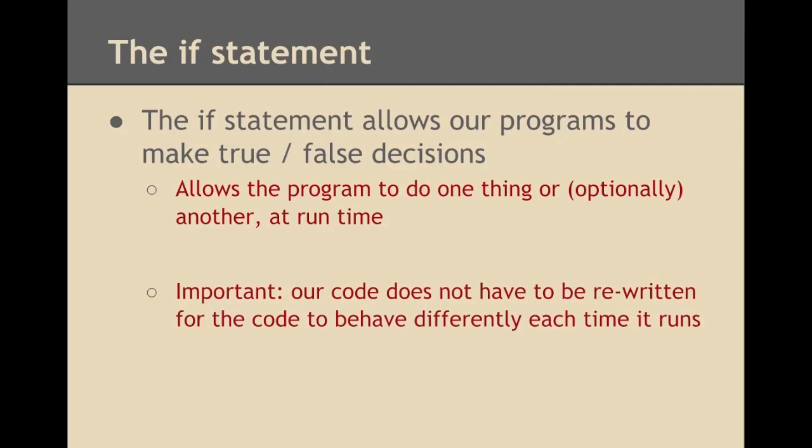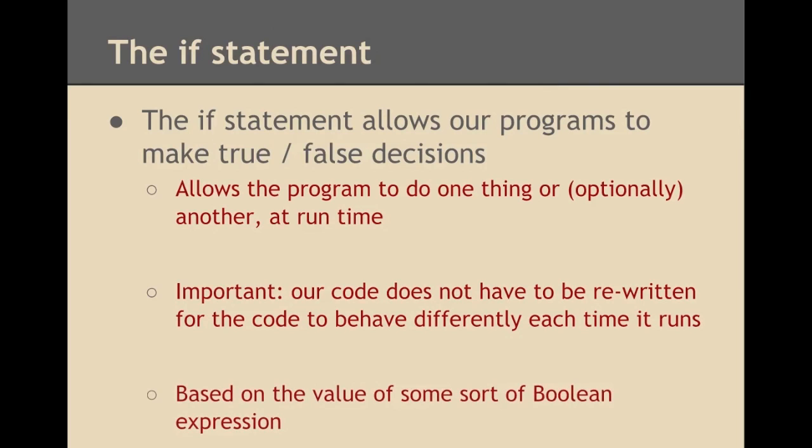Okay? So that's really important because then our code doesn't have to be rewritten every time to behave differently every time it runs. Based on its input, the things that happen in the program at that time, it can do one thing or another. And for if statements, that decision making is based on the value of some sort of a Boolean expression. If you recall back to Chapter 2, Booleans are things which are true or false.